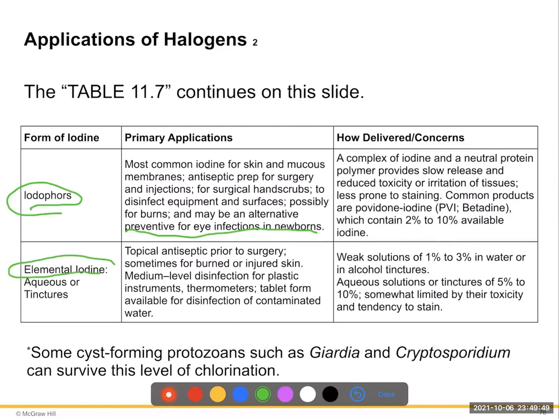Elemental iodine. Okay, topical antiseptic prior to surgery. Sometimes Vernigen is a medium level disinfectant for our plastic instruments. You don't have to use heat. Clean thermometers with it.